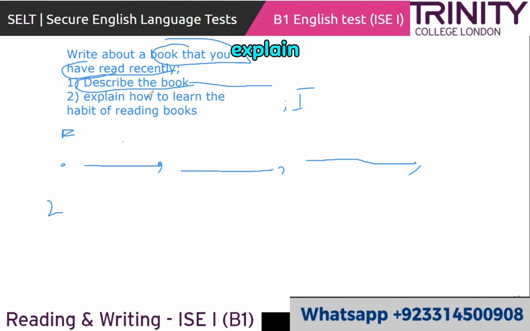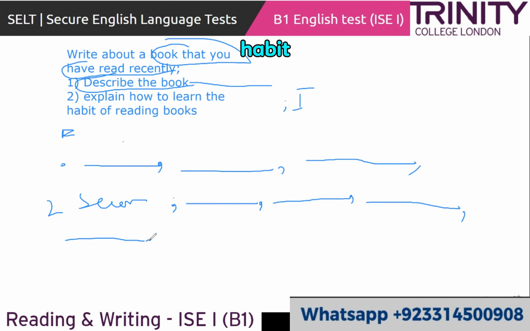Then number two, explain how to learn the habit of reading. Secondly, I want to explain how to learn the habit of reading. We can learn the habit of reading by reading short story books and also reading newspapers, also listening to audiobooks. And parents can also teach their children the habit of reading. Teachers can also help to build this habit of reading. And also reading magazines can help you build this habit. Anything like it, you can write how you can build this habit in you.